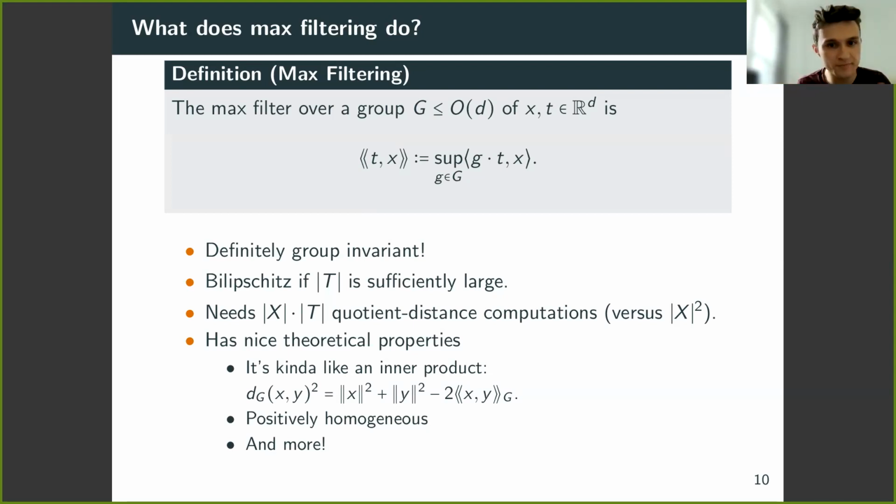And on this slide, I want you to notice that the symbol we use for max filtering looks a lot like an inner product, and that's not an accident. It looks like the inner product for the quotient distance. It satisfies what I believe is called the polarization identity. I always forget if that's actually what this is, but it satisfies a parallelogram-ish thing that the inner product also satisfies.